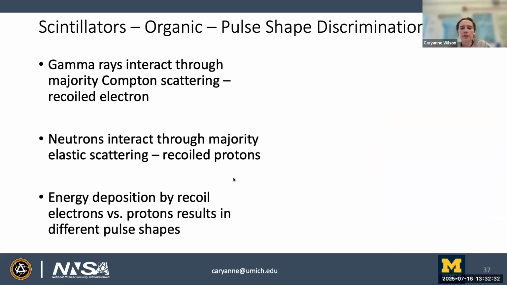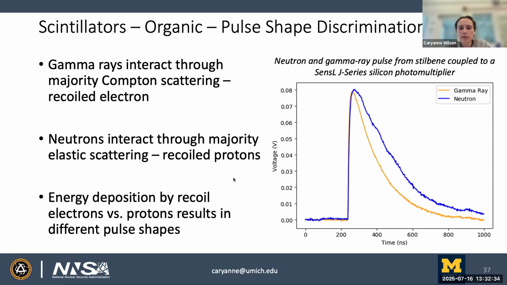So in scintillators, you have prompt and delayed fluorescence. The portion which affects the tail of the pulse that you observe from the scintillator, the portion of light output in the delayed component, depends on the type of interacting particle. And so because of this, you can differentiate the pulse shape from the neutron and the gamma and tell what kind of interaction is from which particle.